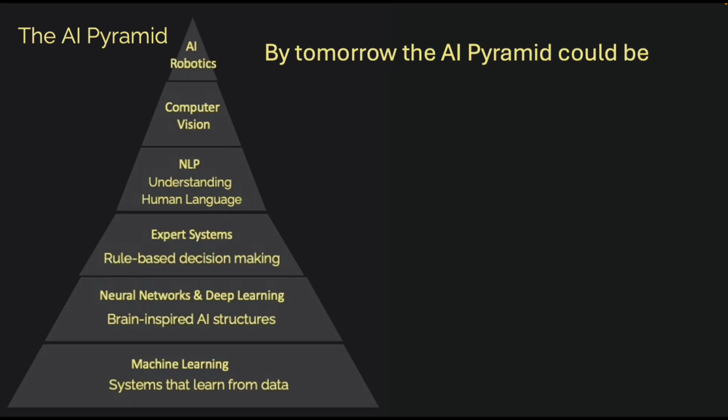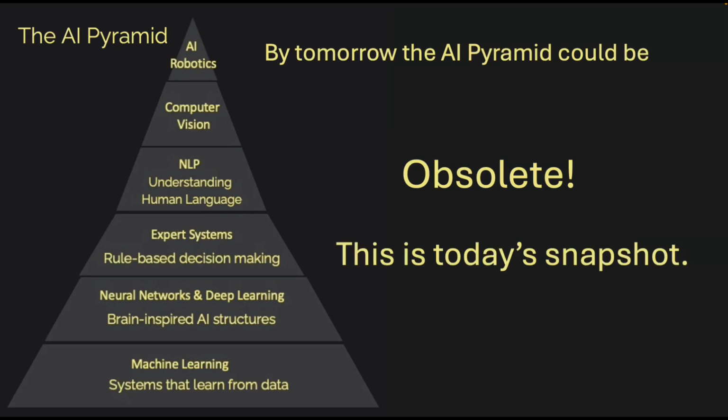Now, by tomorrow, this AI pyramid could be obsolete. And what I mean by that is the AI industry is developing so fast that if we were to do this presentation again in 6 months, certainly a year, maybe there's something new at the very top, or maybe there's a new layer that gets stuck into the middle that now becomes an important part of this chain of technology, if you will. So think of the AI pyramid as a snapshot. This is how you might look at artificial intelligence today.